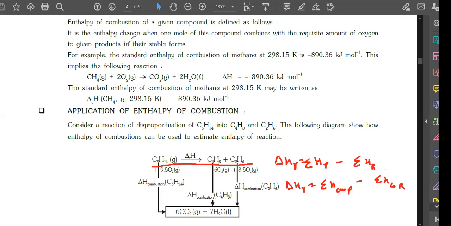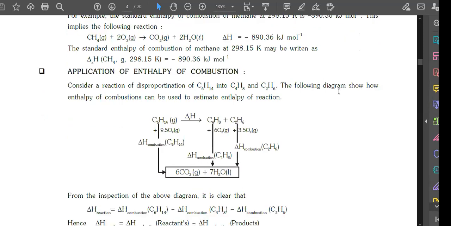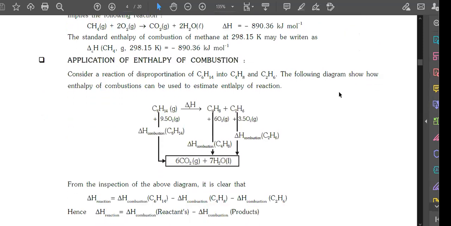This will be given. The heat of combustion of CH4, C4H8, C2H6, C6H14 would be given. And even if it is not given, you can calculate it, depending on the problem. So I hope all of you are getting how to use Hess law. So see, this is what I told you: heat of a reaction is heat of combustion of C6H14.